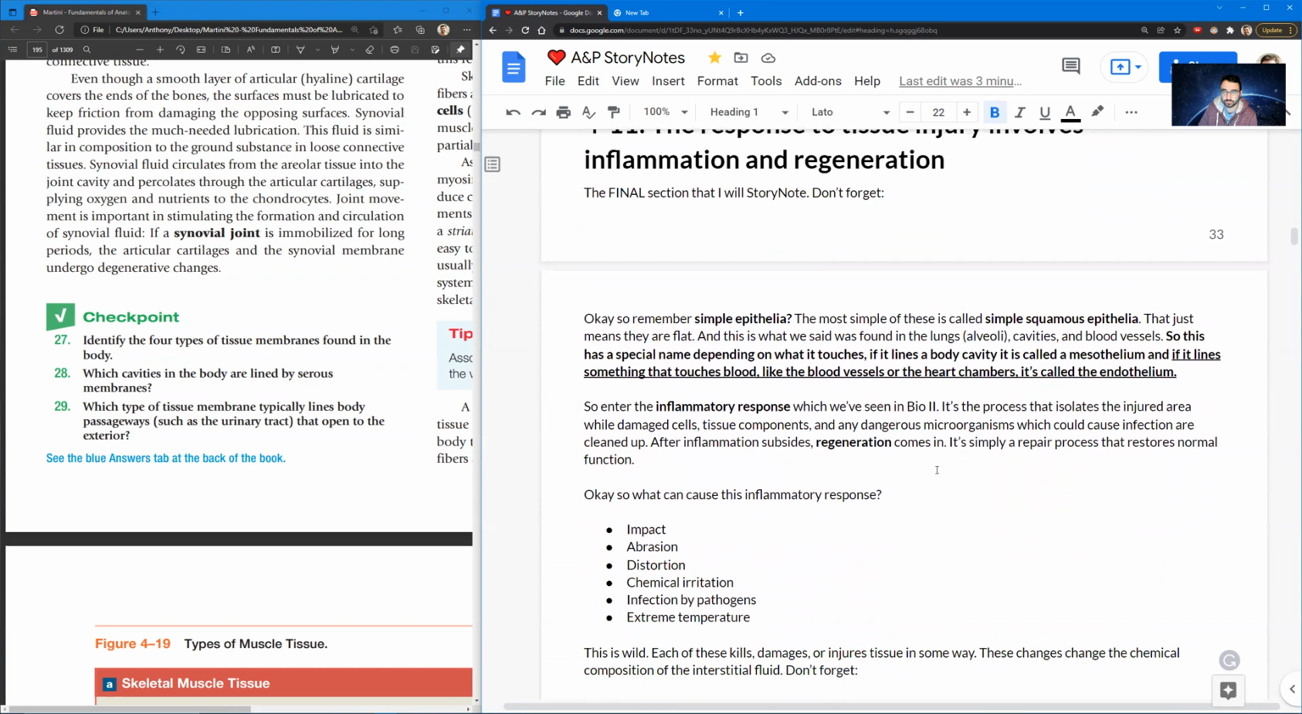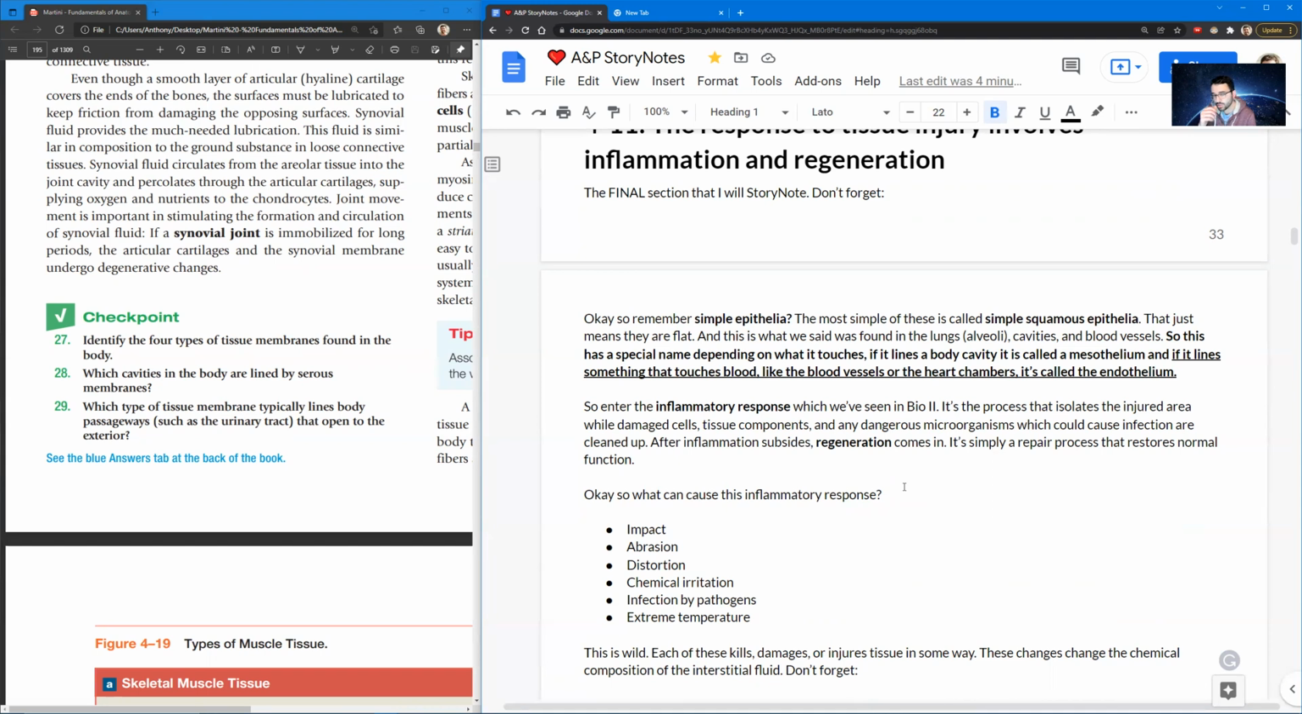All right. So just a little recap here. So remember simple epithelia: single layer of cells on the surface. The most simple is simple squamous epithelia, 1 layer, flat. And this is what's found in the lungs, alveoli specifically, cavities, and blood vessels. So this has a special name depending on what it touches. If it lines a body cavity, it's called a mesothelium. And if it lines something that touches blood, like the blood vessels or the heart chambers, it's called the endothelium.